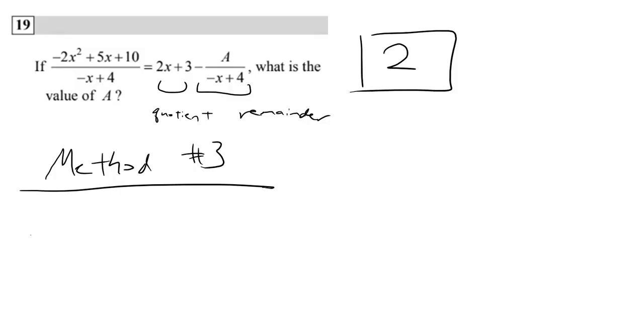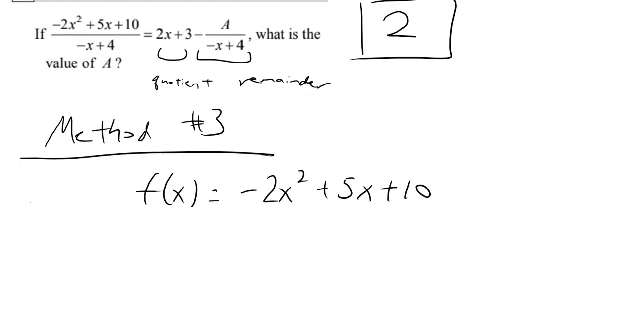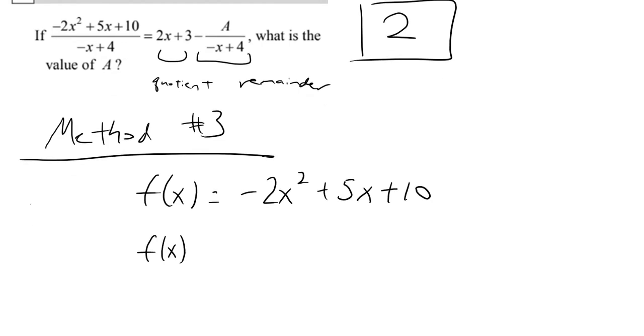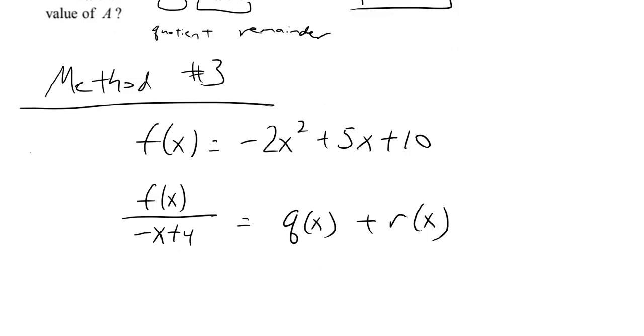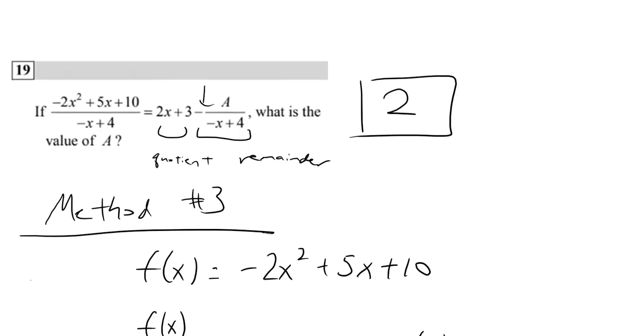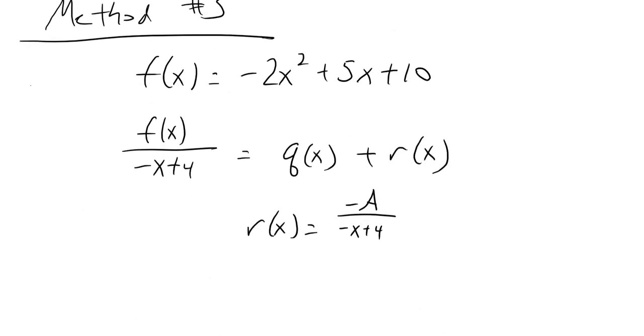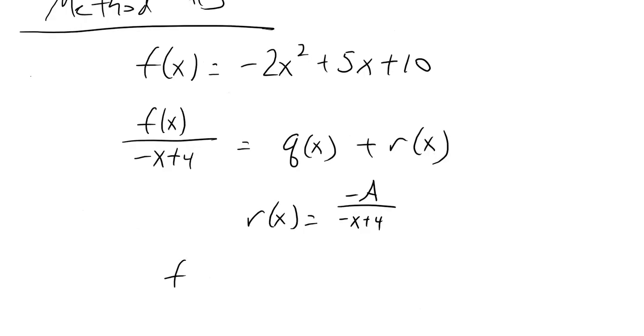So how do we get the remainder? Let's suppose f of x is the numerator of the left-hand side, a function. When we do f of x divided by negative x plus 4, we should get a quotient and some remainder. This remainder, in this case, is negative a over negative x plus 4. Negative a because of the minus sign right over here.